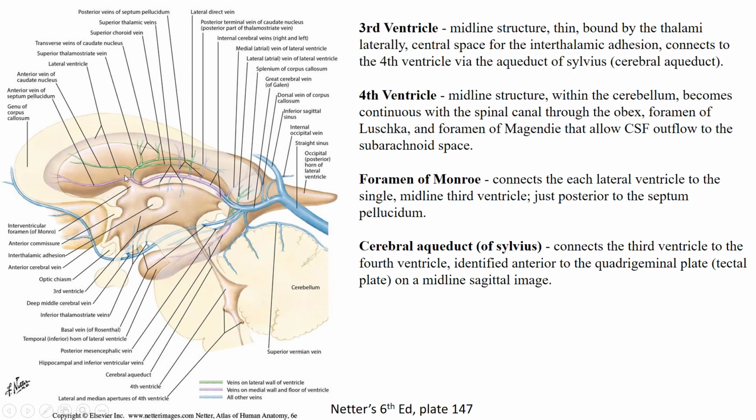So the foramen of Monroe up here connects each lateral ventricle, remember the two on either side, to the singular midline third ventricle. And that's just posterior to the septum pellucidum. This right here is just posterior to the septum pellucidum. And also inferior, because the septum pellucidum runs right between the lateral ventricles. And the aqueduct of Sylvius here, also called the cerebral aqueduct, connects the third ventricle to the fourth ventricle. It's anterior to the quadrigeminal or tectal plate, and we'll see that on an image coming up here, a sagittal MRI image.